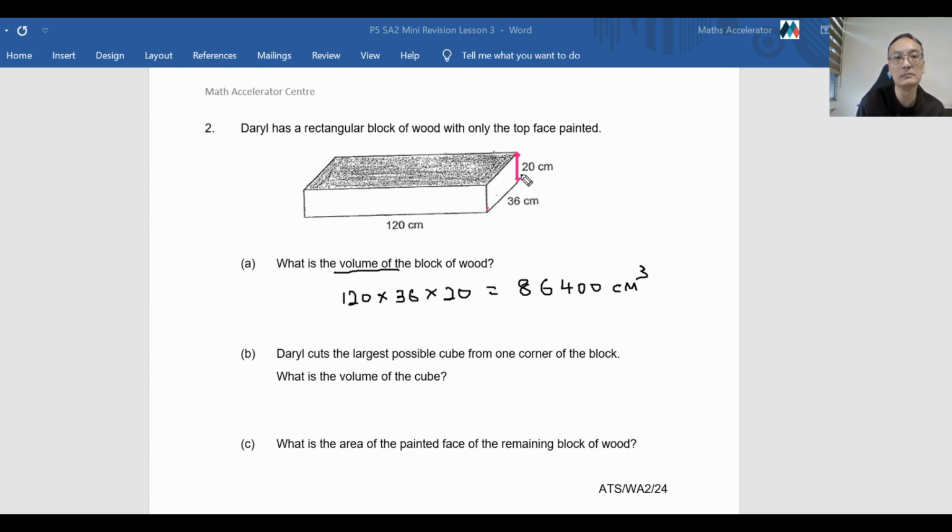So 20 cm means we can cut this block. Right, so this block is 20 by 20 by 20. So maybe I can draw it out over here, that this is the maximum you can draw out, right? It's limited by the 20 cm. So here is 20 by 20 by 20. So now let's calculate the volume of this cube. It will be 20 times 20 times 20, and we will arrive at 8,000 cm cube.